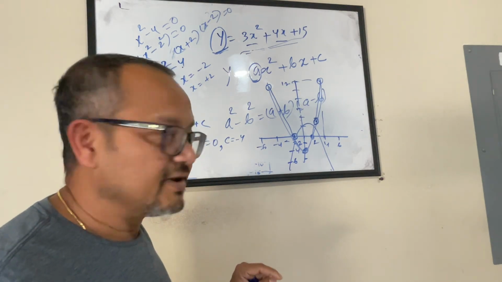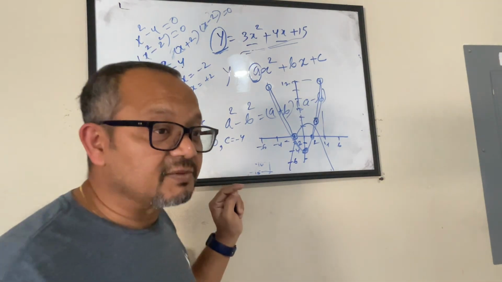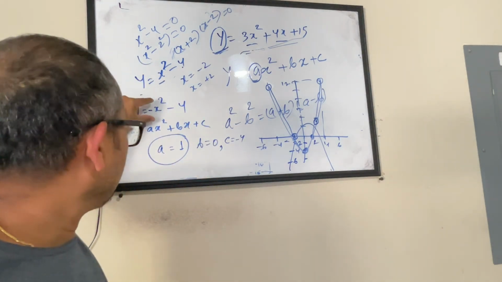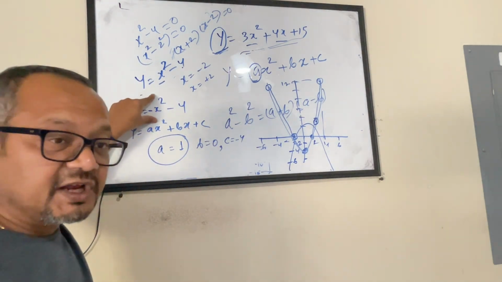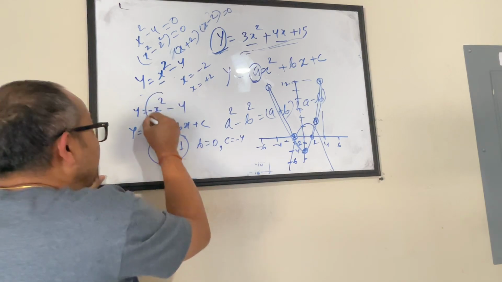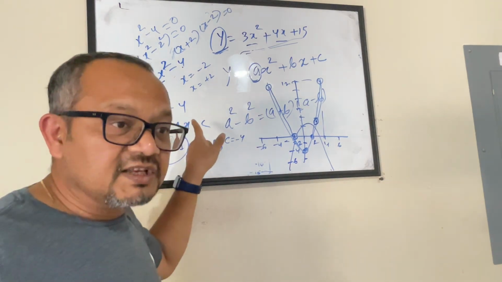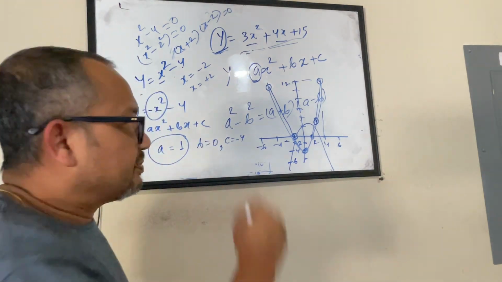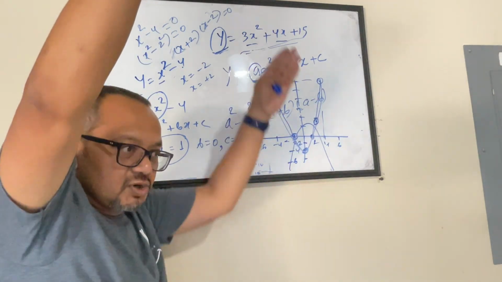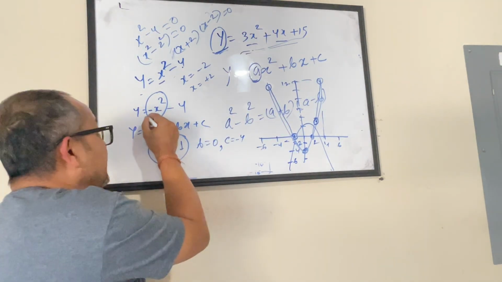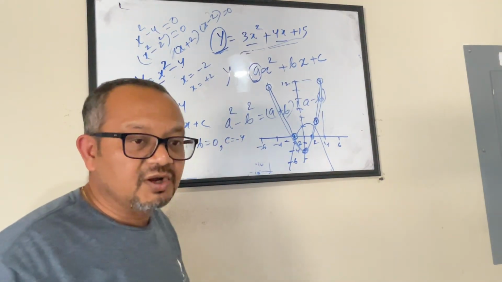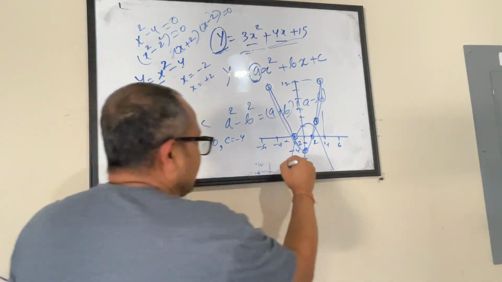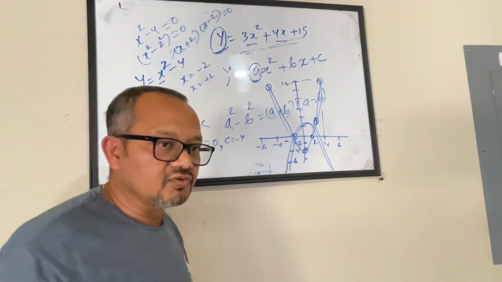Okay? So, what is the interpretation from this? If you have a quadratic equation, look at the coefficient of x squared. If that is a positive number, your parabola is facing upward. If the coefficient of x squared is a negative number, meaning smaller than 0, it will be facing downward.